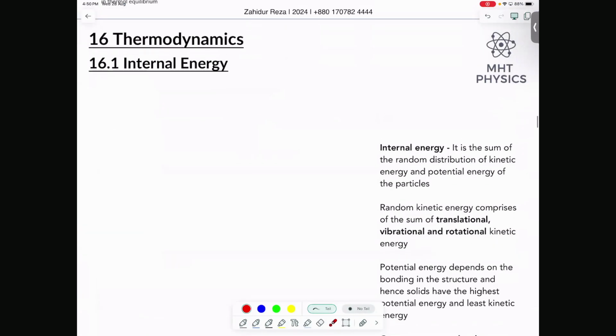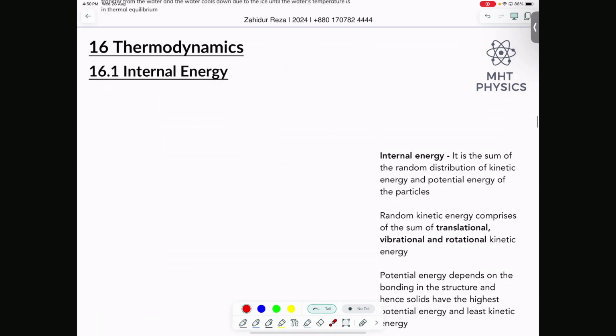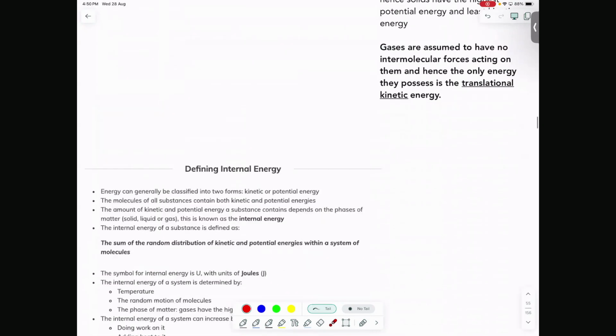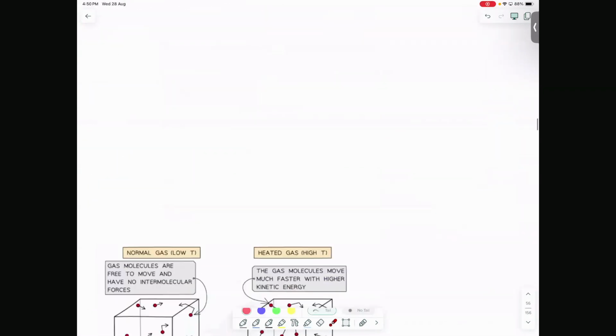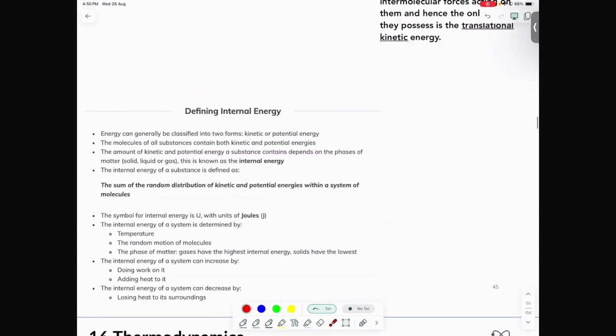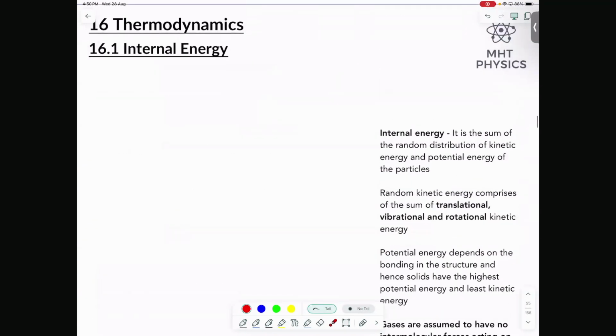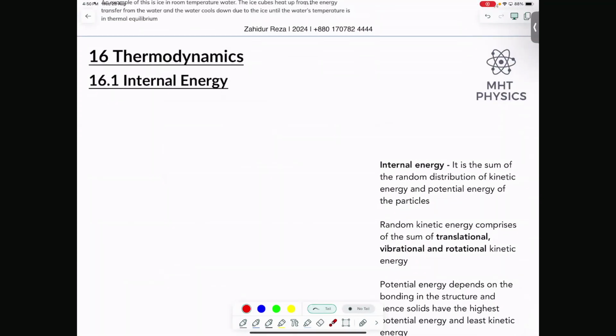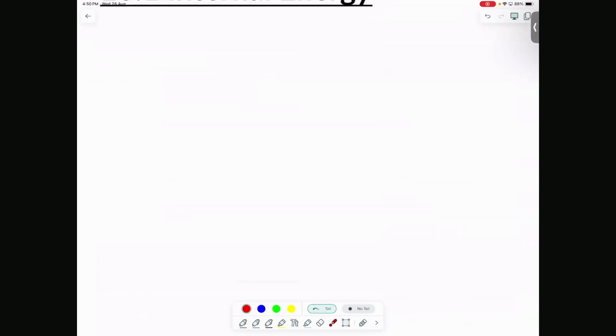You'll notice the number is a little odd here. Look at the number here, 16. I've jumped to chapter 16 from 14. I'll tell you the reason behind it. This concept of internal energy is more important for thermodynamics than for the chapter that uses it. They use it in ideal gases, so I have to teach it here. I think it's better if you learn it here. Very interesting topic, everyone look at the screen. Let's start.